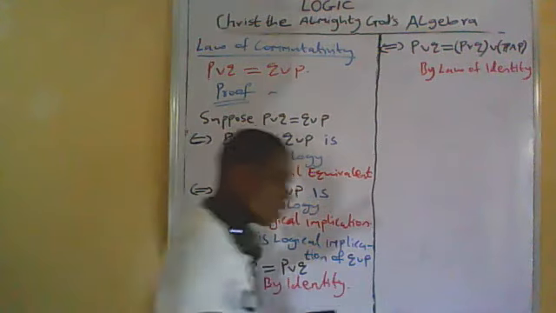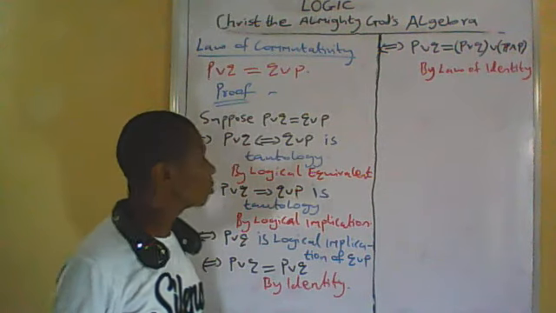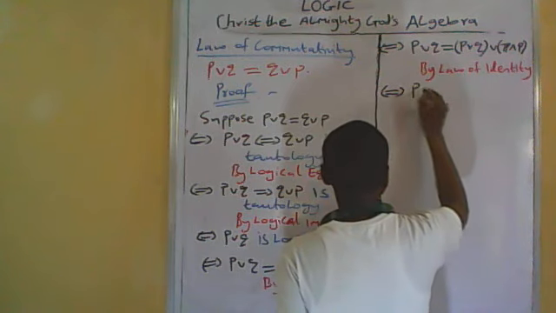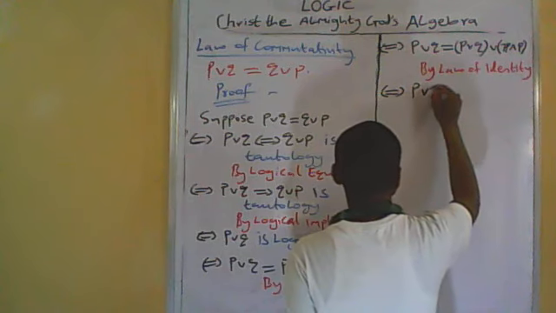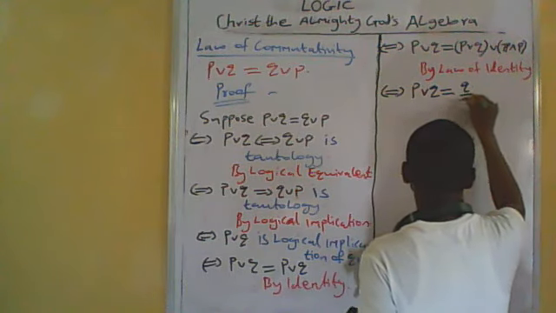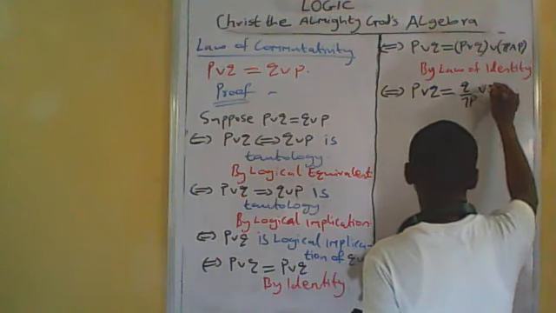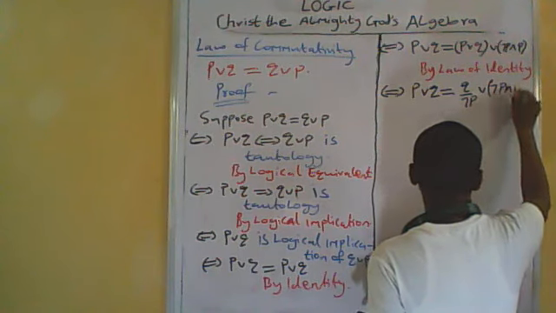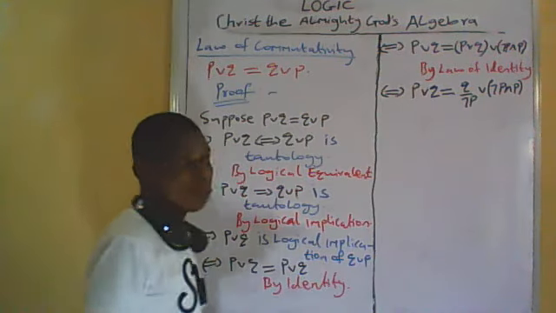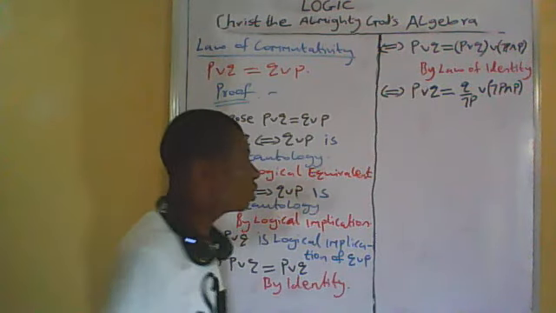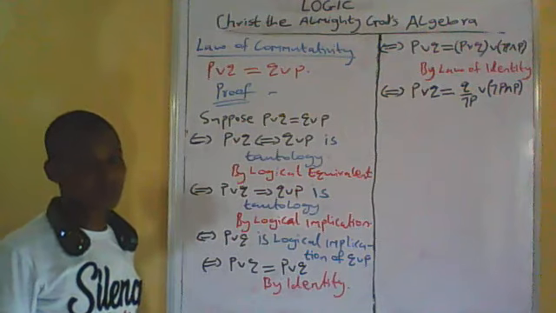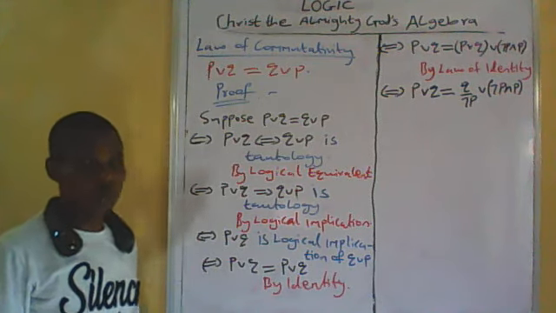By law of identity. So if and only if P or Q is equal to Q upon not P or bracket not P and the P. We have seen that this P or Q has now been transformed to not P implies Q. That means Q upon not P through first educators law.